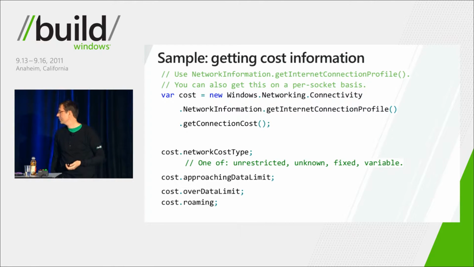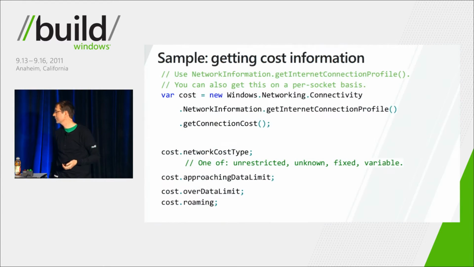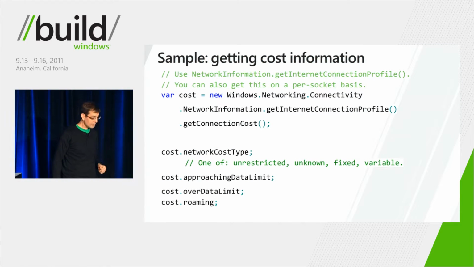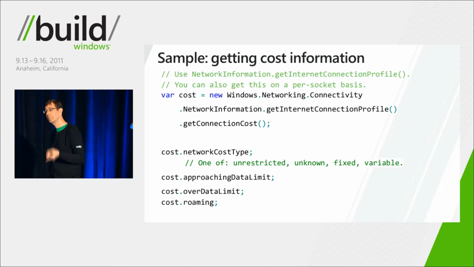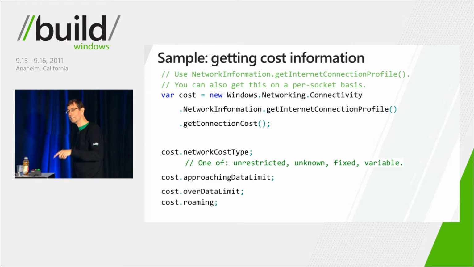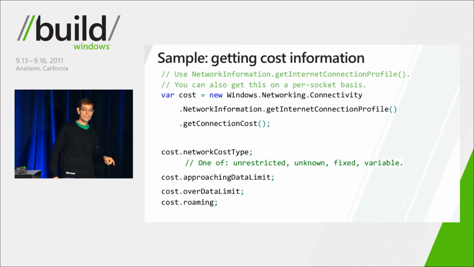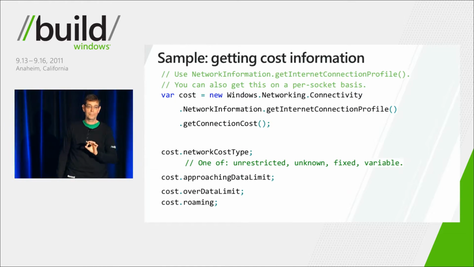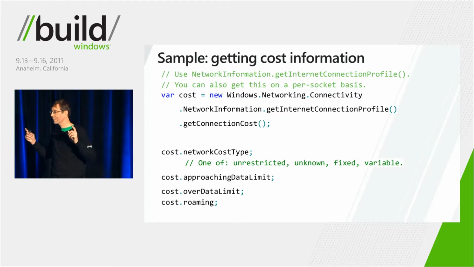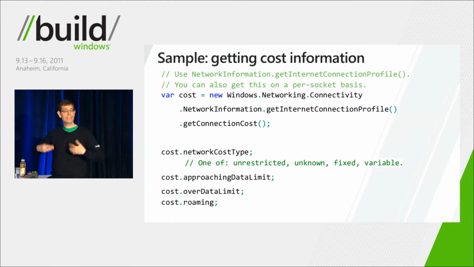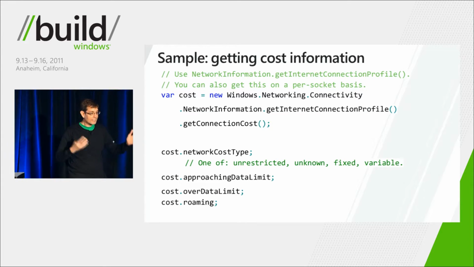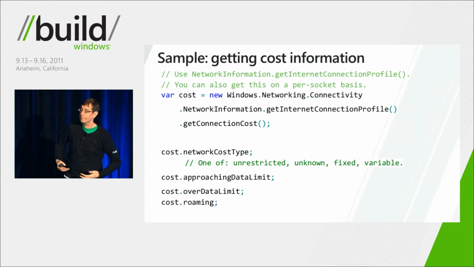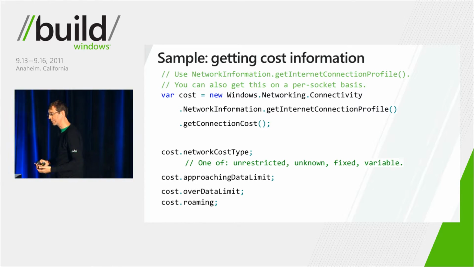The code is straightforward. In this case, I'm grabbing my cost information with the Windows networking connectivity network information. Remember I said that was a powerful object? It is, because from the network information object, you can get the internet connection profile. The connection profile in general tells you about your network, essentially, that you're on. The internet connection profile tells you about the network that you're going to be using for internet connectivity.